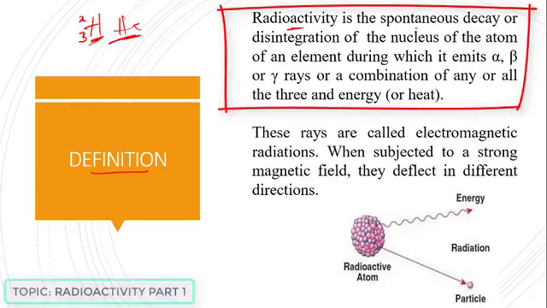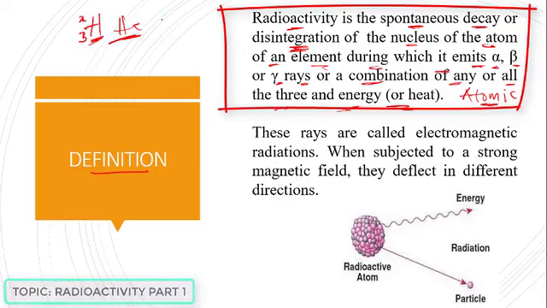Radioactivity, simply put, is the spontaneous decay, spontaneous depreciation, or the spontaneous disintegration of the nucleus of the atom of an element, during which it is able to emit what we call alpha, beta, or gamma rays, or a combination of any or all the three, with a release of energy in the form of heat, that is thermal energy. Does this bring to your mind how atomic bombs and weapons of mass destruction are constructed?